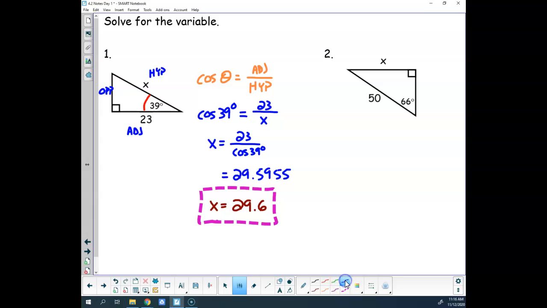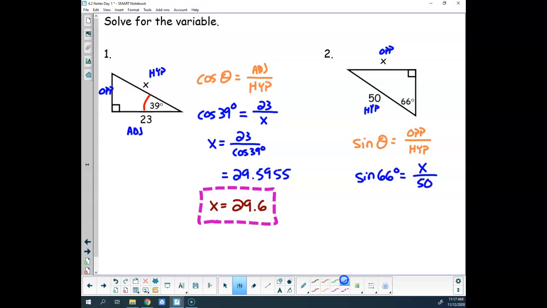Okay? You think? So we've got opposite here, and we've got hypotenuse. So that is going to be the sine. Color code everything. Sine of theta is going to be opposite over hypotenuse. So that is going to be the sine of 66 degrees is going to equal x divided by 50.